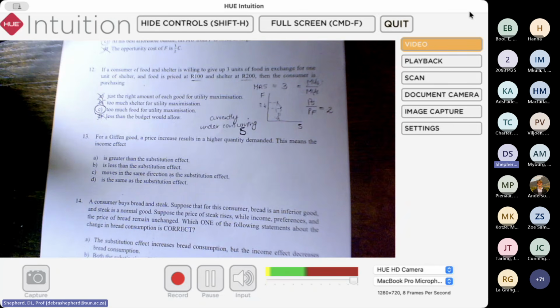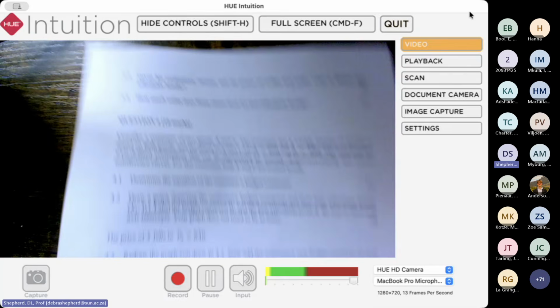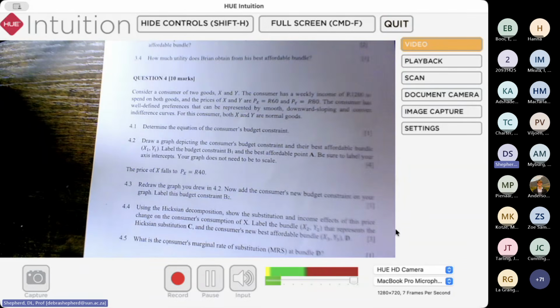Okay, and then I'm going to leave the rest for tomorrow's revision, where I cover the rest of chapter 4 and chapter 5.